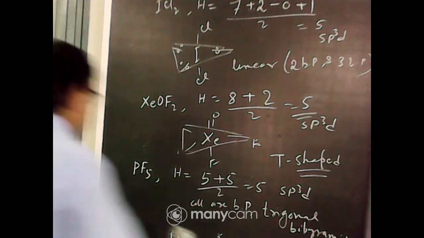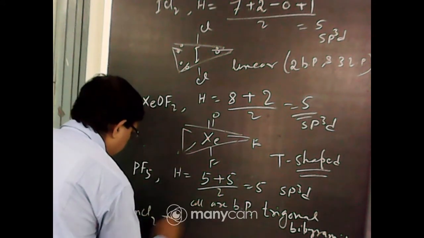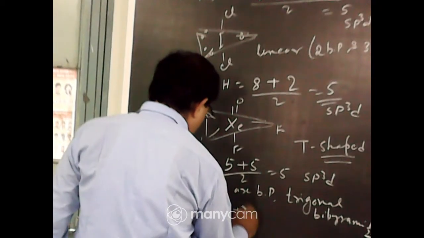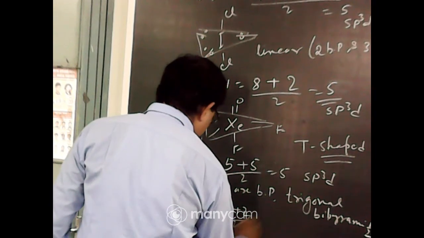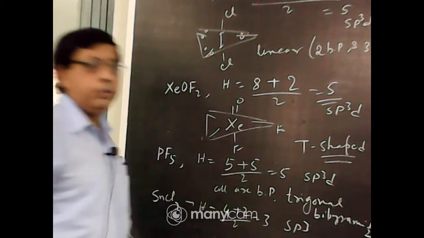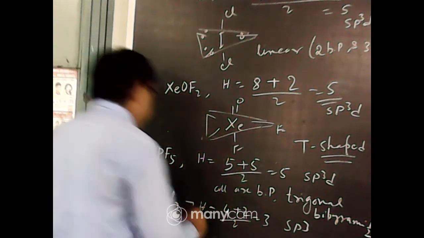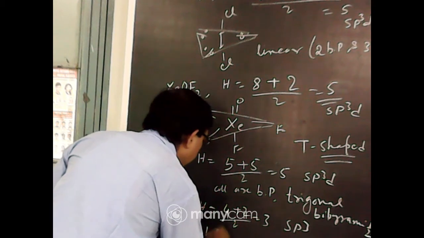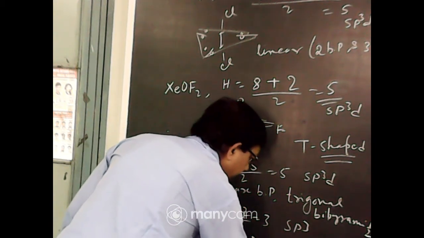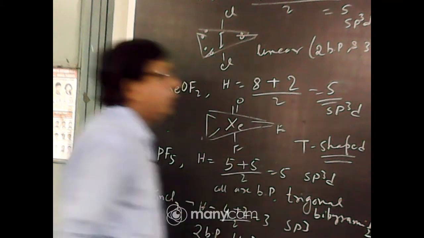The last one, SnCl2. You know tin belongs to group 14. So number of valence electrons 4 plus 2 chlorine atoms monovalent, divided by 2. 3 means sp2. What will be the ideal shape? Planar shape, but it has 1 lone pair. Here 2 bond pairs and 1 lone pair. So the shape will be bent or angular, due to presence of 1 lone pair.